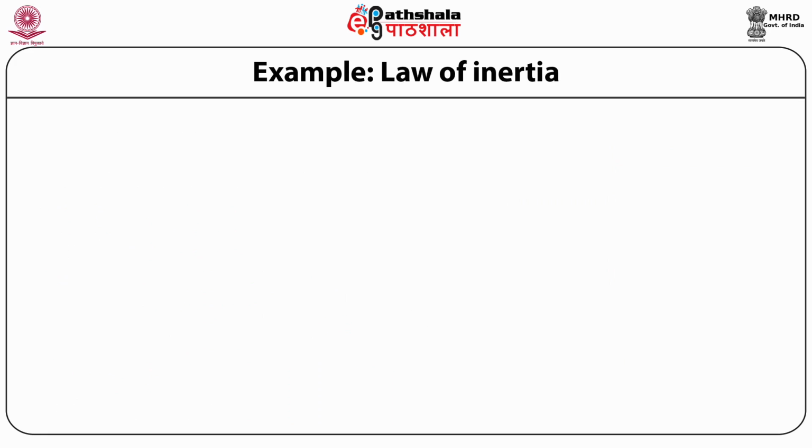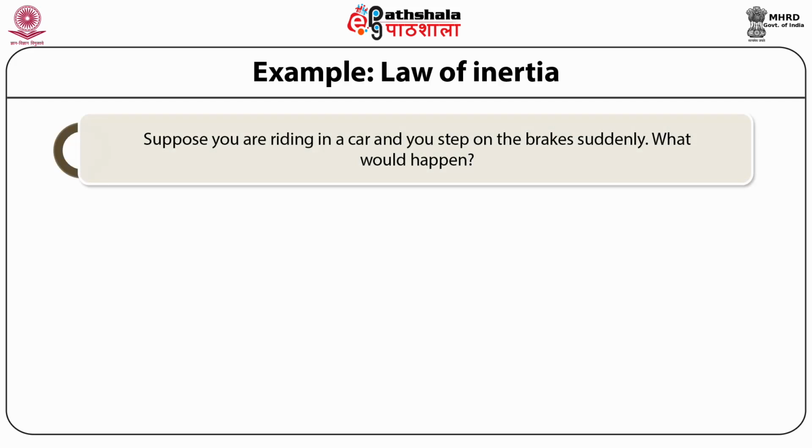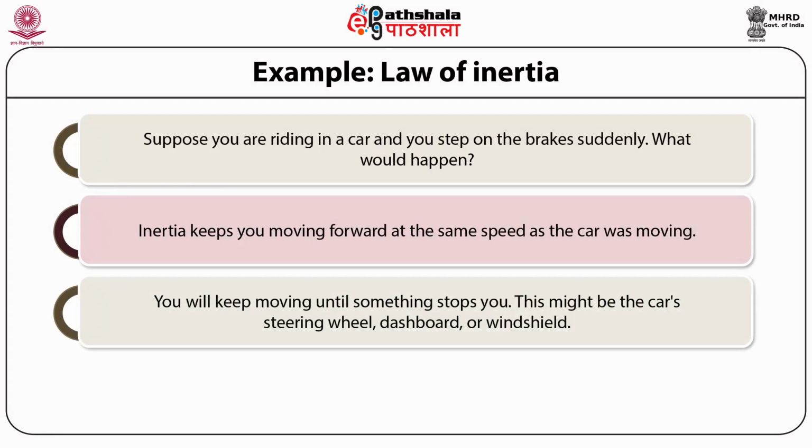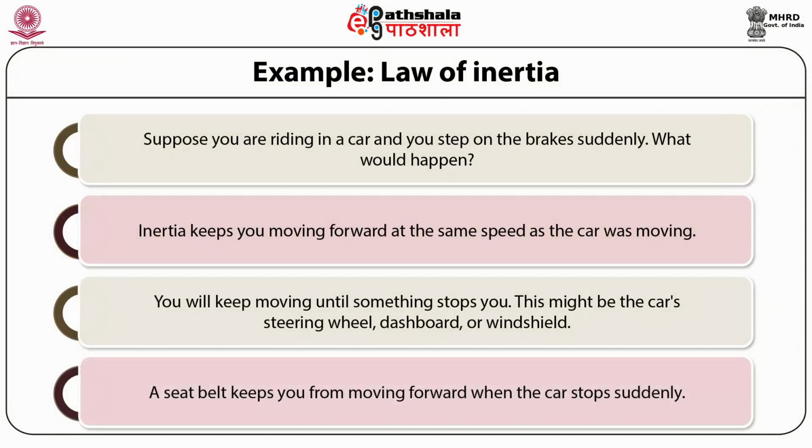Let's see an example of the first law of motion, which is the law of inertia. Suppose you are riding in a car and you step on the brake suddenly. What would happen? The following situations arise. First, inertia keeps you moving forward at the same speed as the car was moving. Second, you will keep moving until something stops you. This might be the car's steering wheel or dashboard or windshield. And if you are using a seat belt, it will keep you from moving forward when the car stops suddenly.